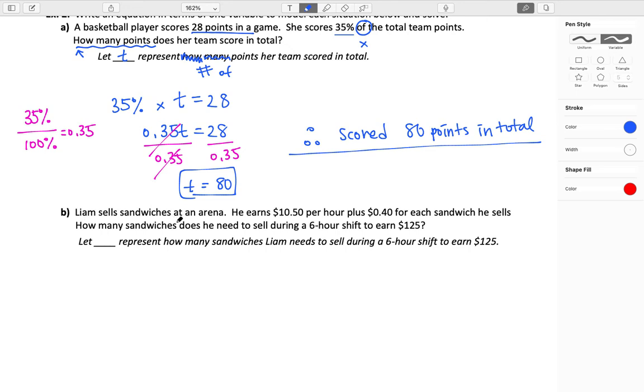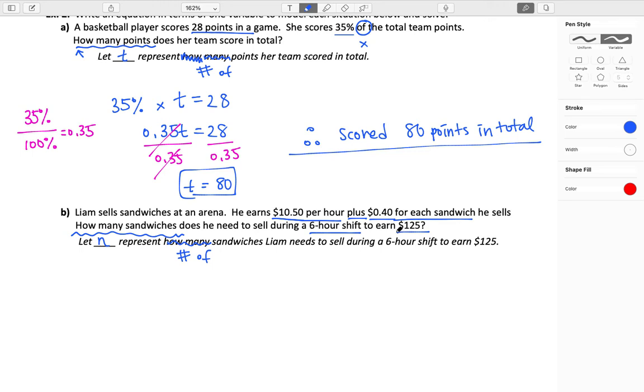So Liam sells sandwiches at an arena. He earns $10.50 per hour plus 40 cents for each sandwich he sells. The question is, how many sandwiches does he need to sell during the 6-hour shift to earn $125? The question is asking how many sandwiches. So we could say let N represent the number of sandwiches that Liam needs to sell during the 6-hour shift to earn $125.